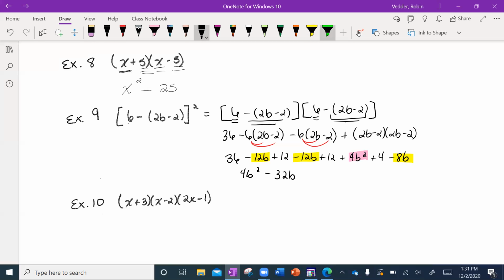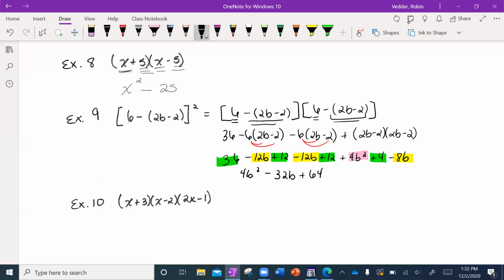And finally, for all of our constants, we have a 36, a 12, a 12, and a 4. And if we add those together, 36 and 24, and then 4, that gives us a total of 64. And that is our final answer.